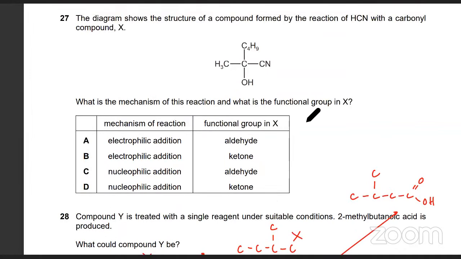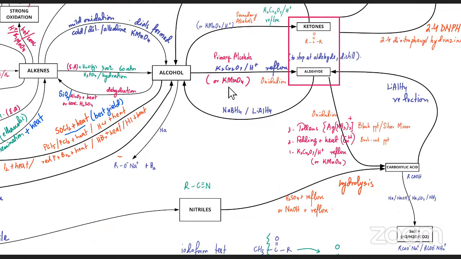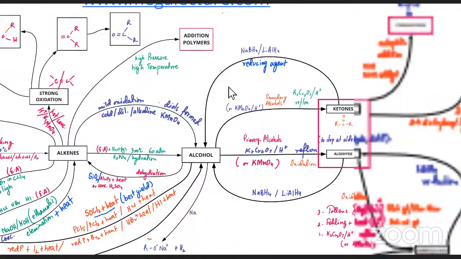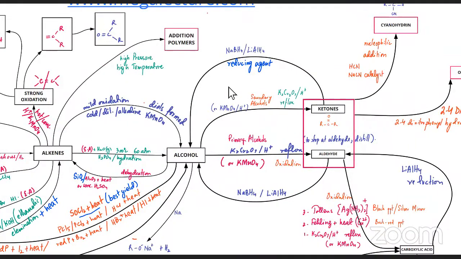Yes, sir. Then you have the diagram that shows the structure of a compound formed by the reaction of HCN with a carbonyl compound X. Now this one is a cyanohydrin, when you have CN and OH on the same carbon atom. So basically it's this reaction. What's a cyanohydrin? It's the one in the corner over here.